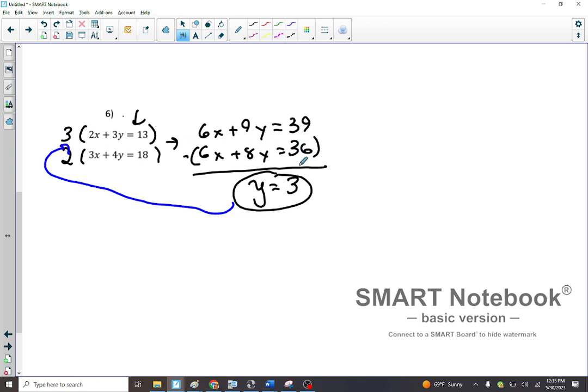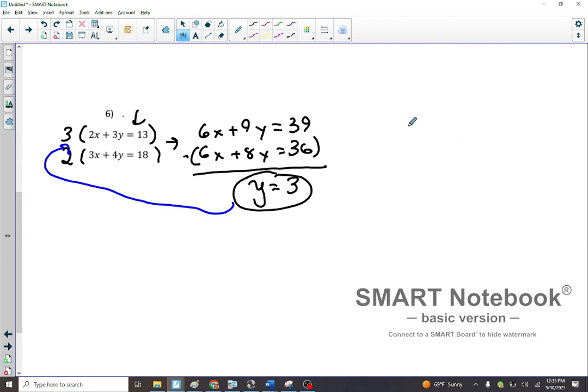Isn't it 1 though? For the 9 and the 8. 39 minus 36 is 3. 9 minus 8 is 1. But because it's a 1, I don't have to write that. It's y, not y equals 1. There's a 1 in front of the y. The coefficient of y is 1. Yeah, it's a invisible one.